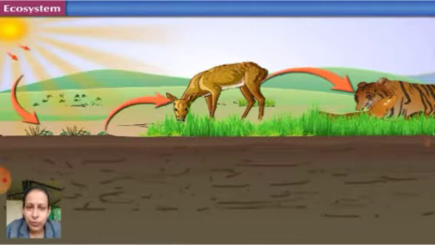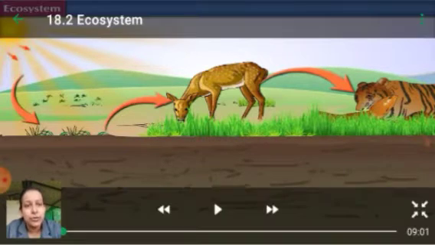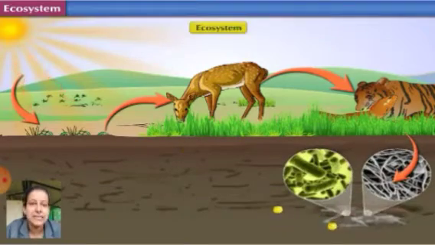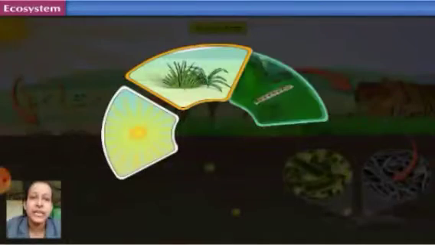Therefore, the structure which is formed due to these reciprocal relationships is also called an ecosystem. That means whatever interaction is taking place between the living and the non-living things is called an ecosystem. So, biotic and abiotic factors and their interactions form the ecosystem.